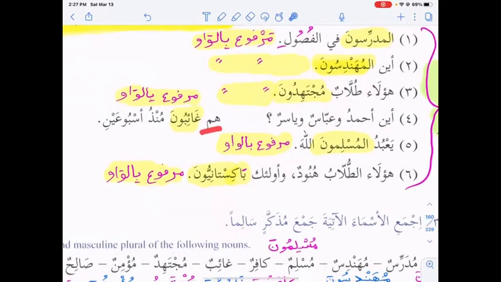Hum Gaibuna, they are absent. Gaibuna marfu bil waw. This is khabar. Hum mubtada, this is the khabar. Munzu is a harf since 2 weeks. Munzu is fine. This is 2 weeks. Aswaini, 2 weeks.